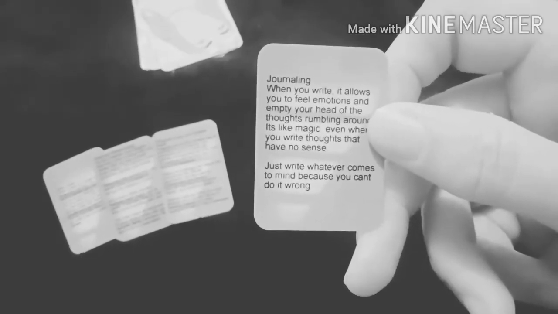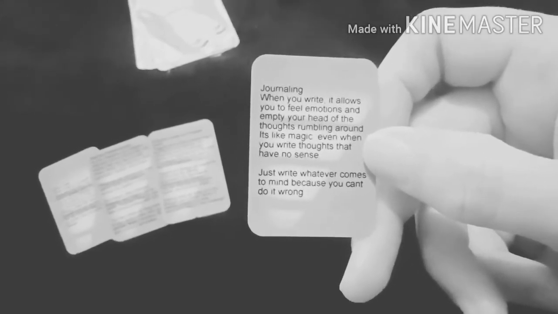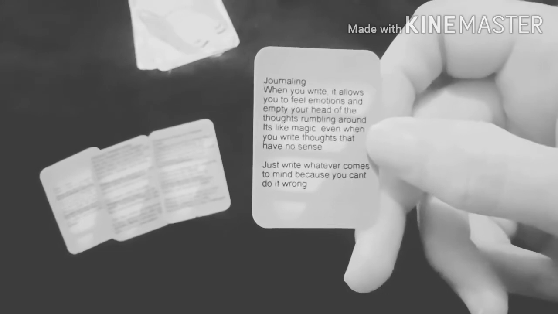Journaling. So another way is journaling. That really corresponds with writing a letter as well. You guys are writers. Maybe not so great speakers or communicators, but you're better at writing things down. So this is the universe's way of telling you how to handle your shadow self. When you write, it allows you to feel emotions and empty your head of the thoughts rumbling around. It's like magic, even when you write thoughts that make no sense.